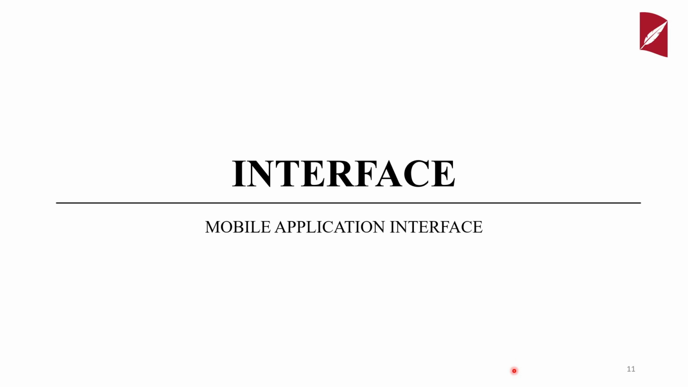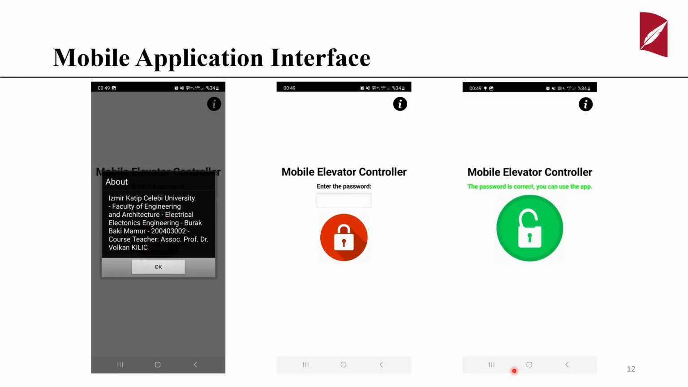Interface section. Mobile application interface. This is the mobile application to use the control system. This is login screen for user. And also there is about section. If I press to this button, this is coming to the screen, displays it. It gives information about inventory of application, as you can see.